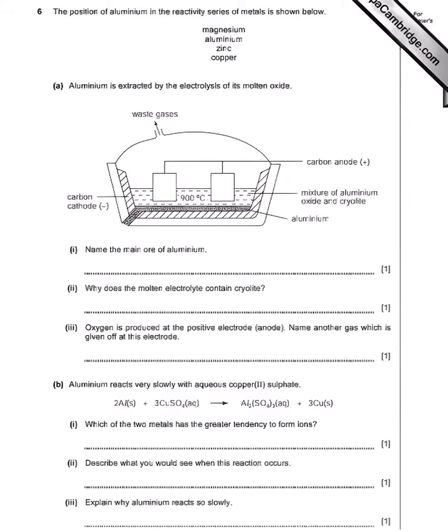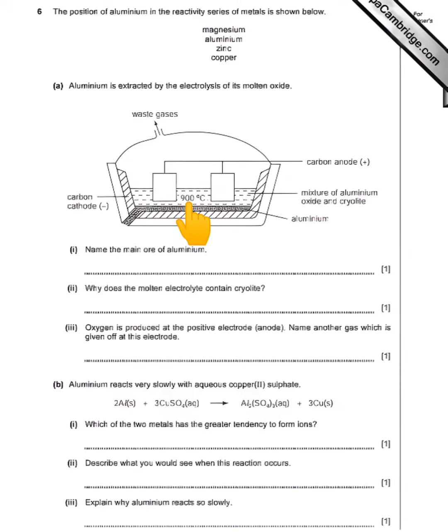So according to this diagram, we are having waste gases, and also the carbon anode. The anode has a positive charge. And on this side here, we have the carbon cathode, which is the negative charge. Apart from that, we also have the mixture of aluminium oxide and cryolite, and the molten aluminium settled at the bottom. The last one is the temperature of 900 degrees Celsius.